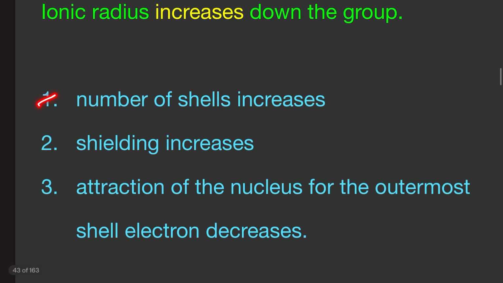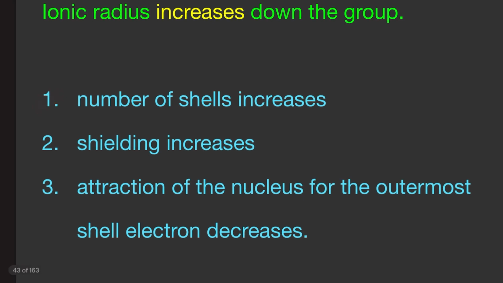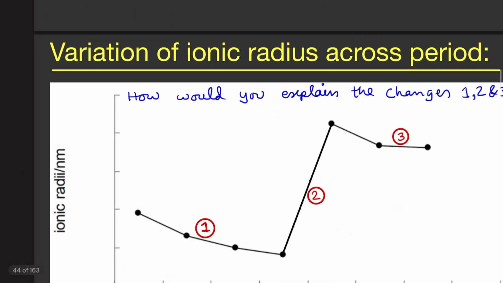And as we go down the group, the number of shells increases for the ions, the shielding remains the same, and as a result, the attraction of the nucleus for the outermost shell electron decreases. And the combined effect of all these three is that the outermost shell electron is further away from the nucleus, and as a result, ionic radius increases down the group.